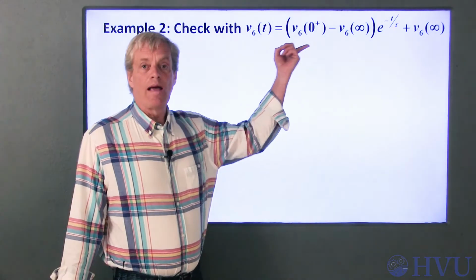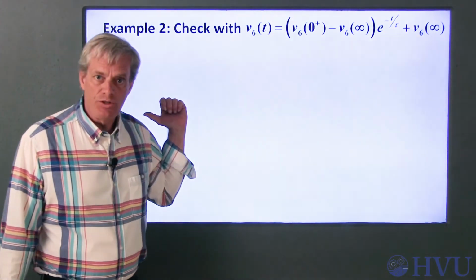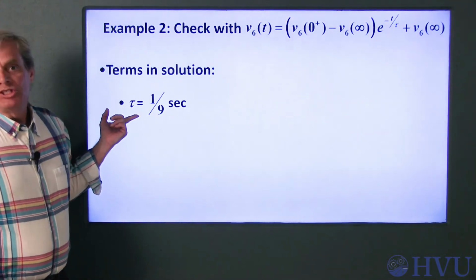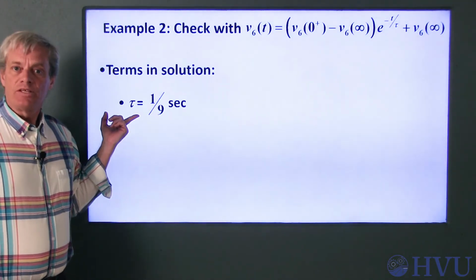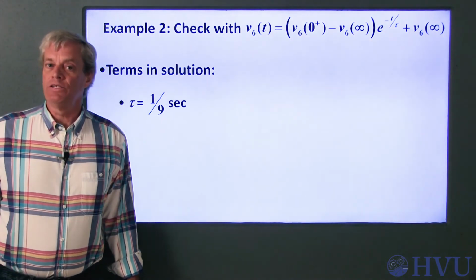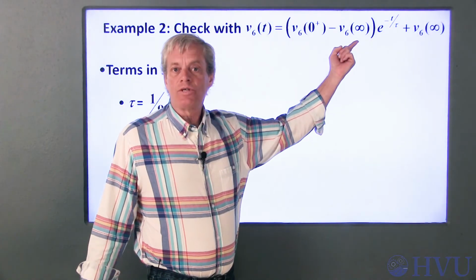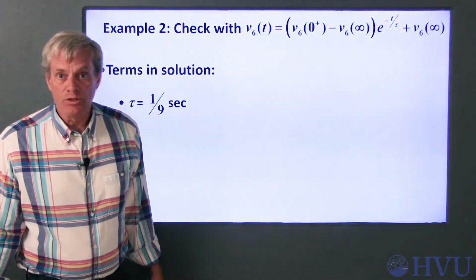First, I'll find the parameters in this equation. Then I'll use those parameters to check my previous solution. I'm not going to double check the time constant. We've already found that this is 1/9 of a second, and we double checked that result when we originally found the inductor current. I'll use the initial and the final values of V6 to check the previous solution.